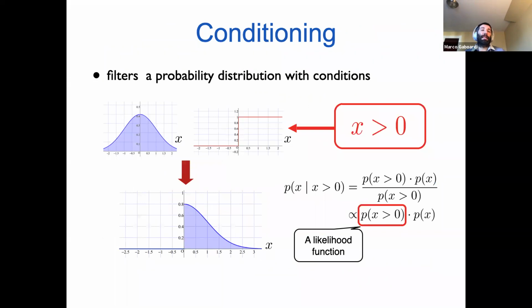Now, a more interesting construction, this is quite standard if you think about probabilistic programs. A less standard construction is conditioning, although, as I said, in the last 10 years it has probably become more than standard, which is the idea of working with a conditional distribution, which you can think about as a way of filtering a probability distribution with some conditions.